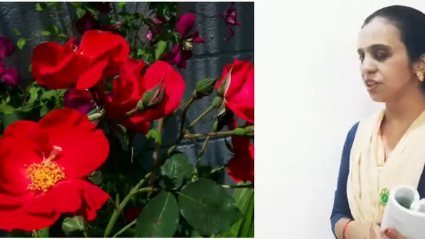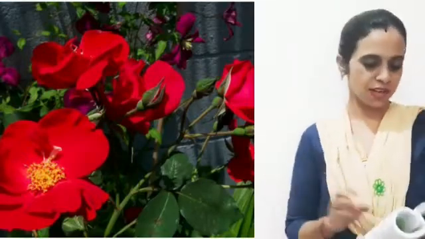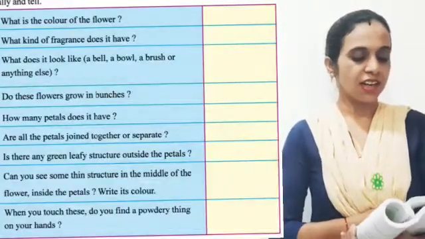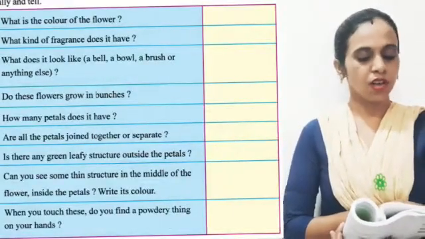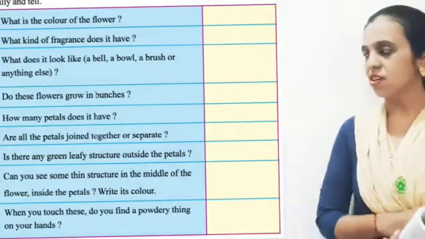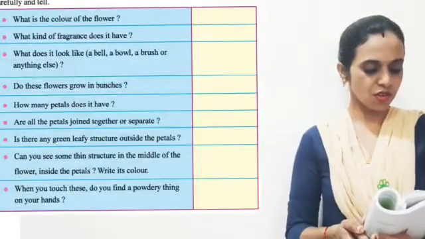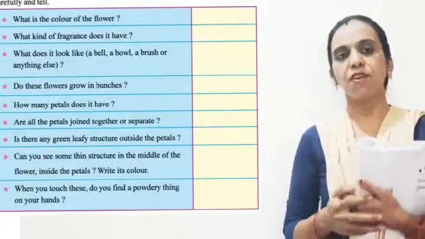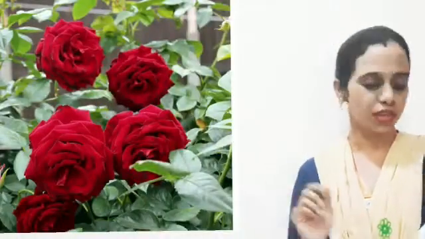And what kind of fragrance does it have? इसकी smell कैसी होती है? Yes, sweet smell. What does it look like? Like a bell, a bowl, a brush or anything else? So it looks like a bowl. कैसा दिखता है? Bowl जैसा. Now, do these flowers grow in bunches? ये flower bunches में यानी इनका group होता है? No. So we will write no here.